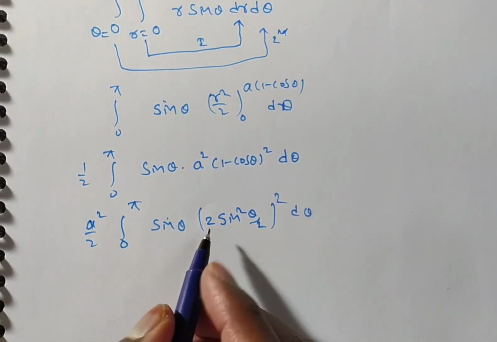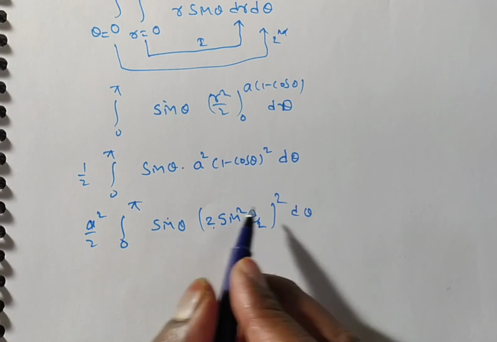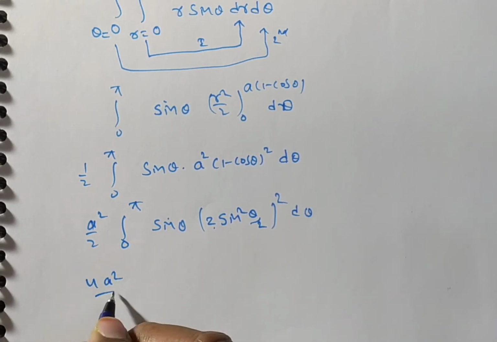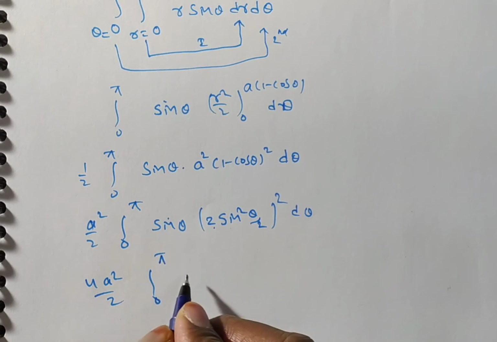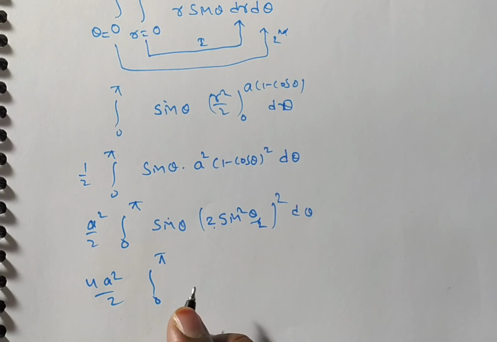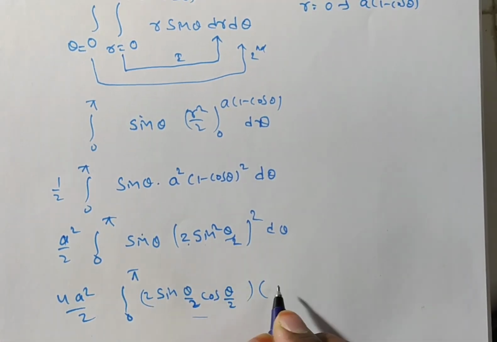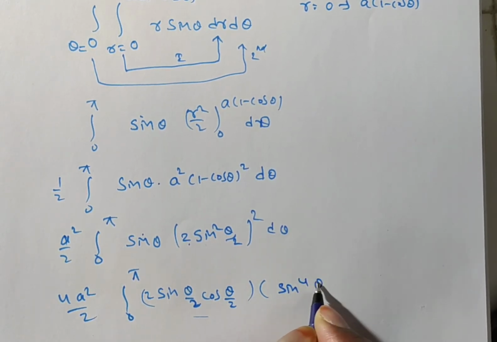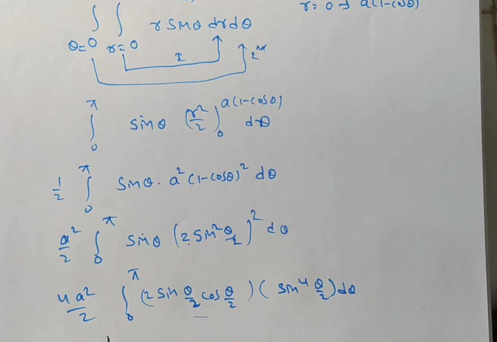So first I am writing the constants outside. 2 square is nothing but 4, so this is 4a square by 2, limits from 0 to pi, and you have a sin theta. Sin theta, how can you write it actually? 2 sin theta by 2 cos theta by 2, into sin to the power of 4 theta by 2 into d theta. If you simplify this, then this 2 gets cancelled, then 4a square integral 0 to pi sin theta by 2 into sin to the power of 4 theta by 2 is nothing but sin to the power of 5 theta by 2 into cos theta by 2 d theta.